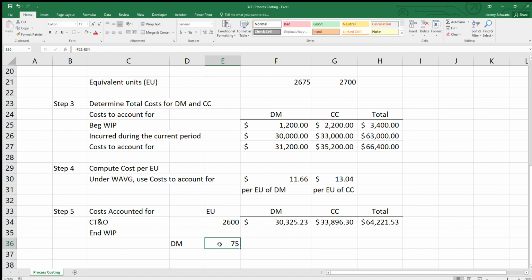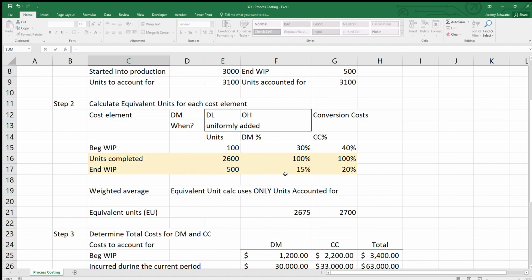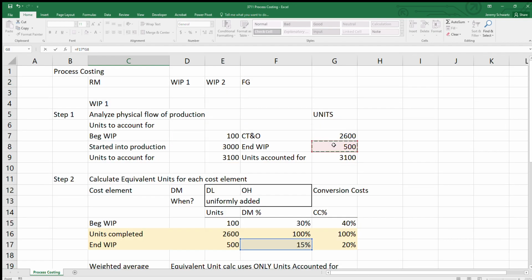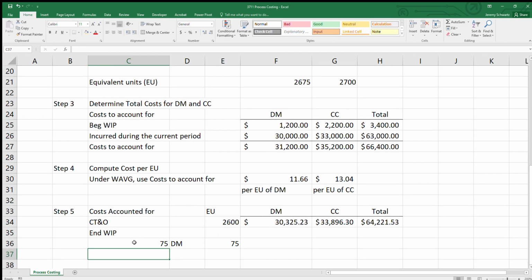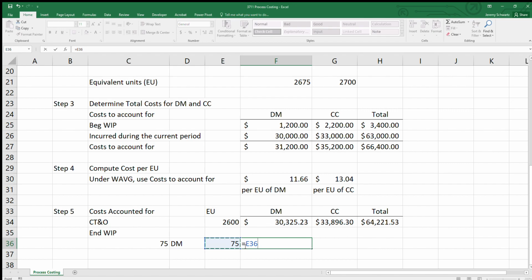Or alternatively, we could take this 15% that was the state of completion, multiply that by the 500 units, and we get the same 75. So either approach you take will be fine. But now we take the same 75 equivalent units, multiplied by the cost per equivalent unit, and we end up for direct materials of 874.77.